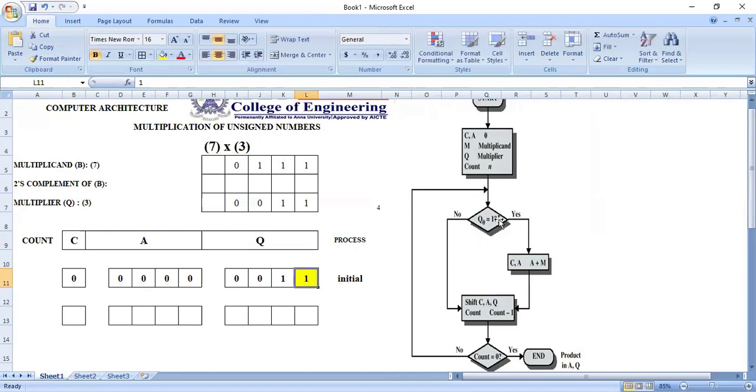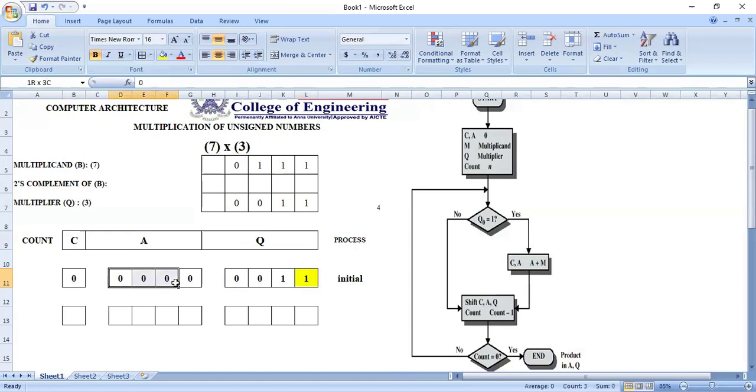So if Q naught is equal to 1, what do we have to perform here? A is equal to A plus B has to be performed. A is equal to A plus B, which means the accumulator value plus this B register value, addition has to be performed, and the result has to be stored once again in the A register.